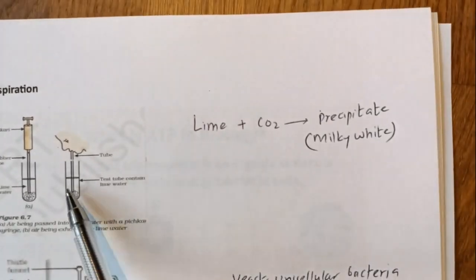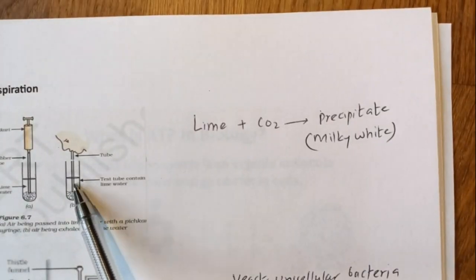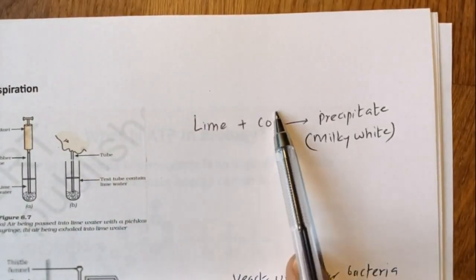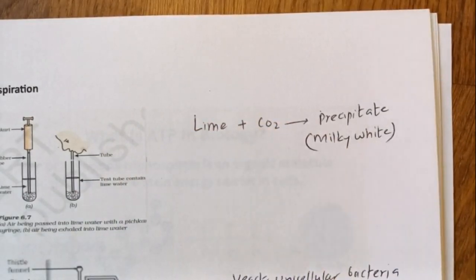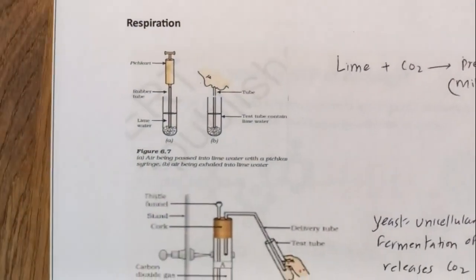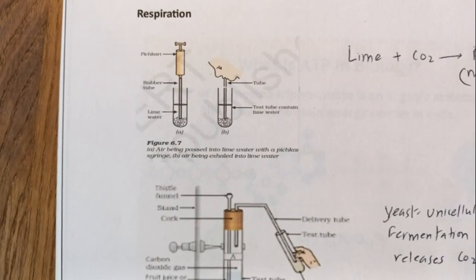So remember, there is carbon dioxide in expired air that causes precipitation of the lime, giving a milky white color to the lime water in the test tube where we are blowing the expired air.